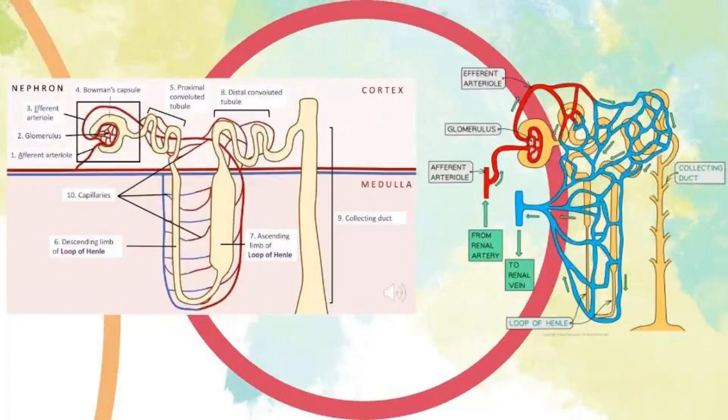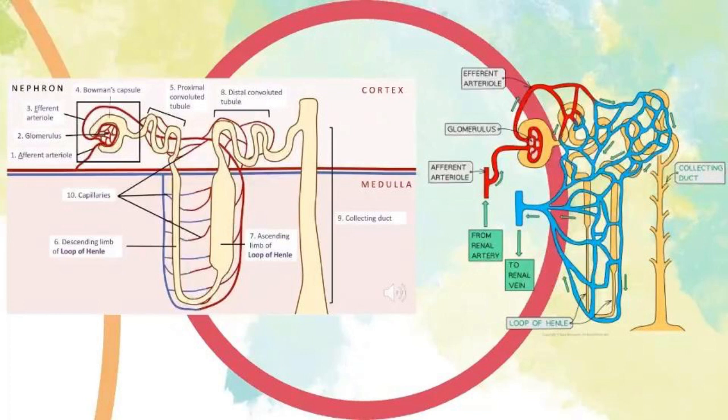Out from the ascending limb, we then have the distal convoluted tubule. Again, this is another coiled region, and this is the final part of the nephron where there is fine-tuning of the contents of the urine in respect to what the body needs in terms of sugar, salts, minerals, and water content. And then the final structure of the nephron that you need to know is the collecting duct. And that is going to lead through the pelvis of the kidney to the ureter to the bladder.